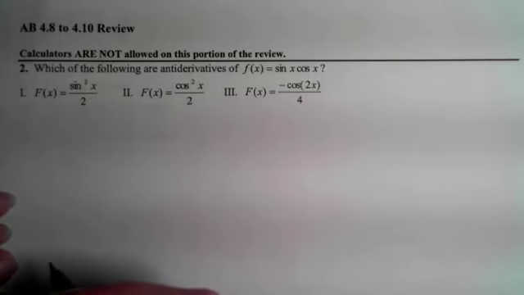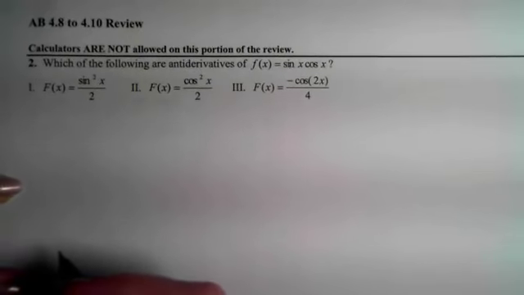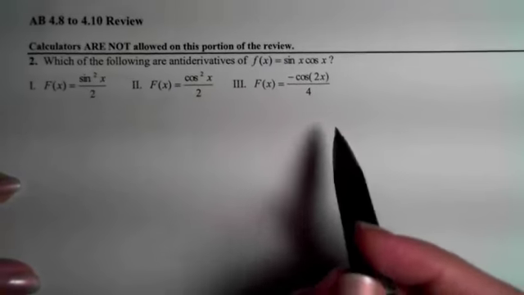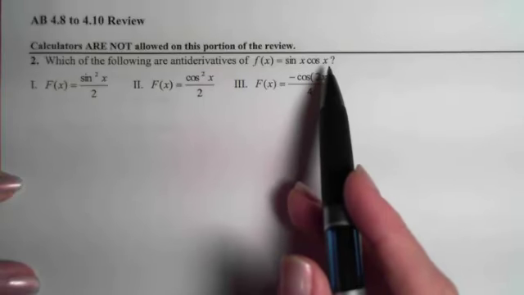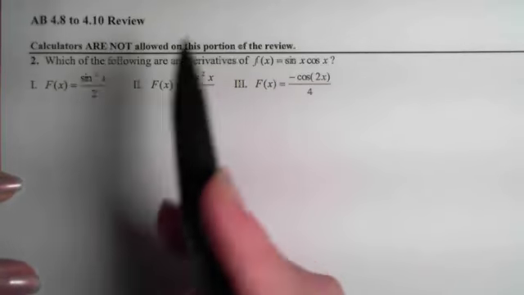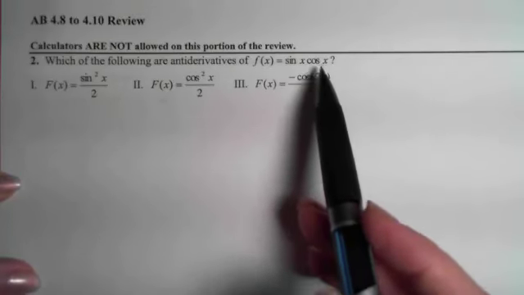This is the 4.8 to 4.10 review. Calculators are not allowed. Number 2. This one is asking which of the following are antiderivatives of this function. So a quick and easy way to determine whether something is an antiderivative or not is to simply take the derivative to see if we end up with this little f.